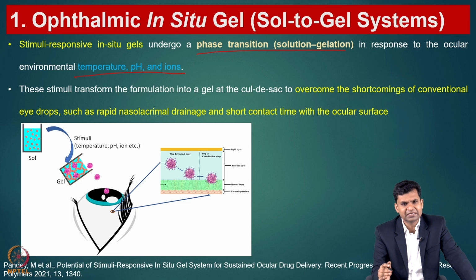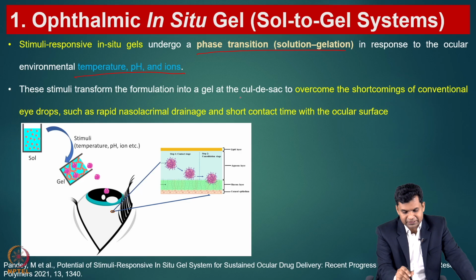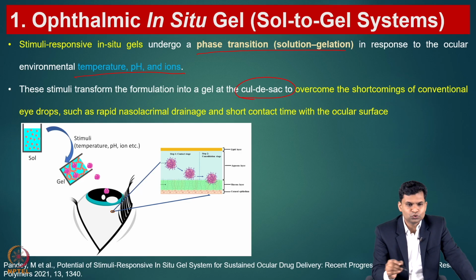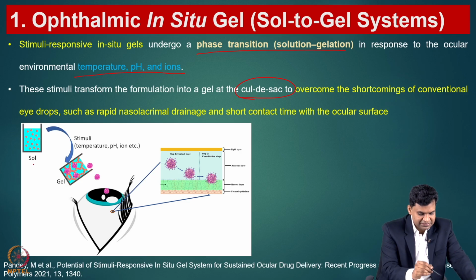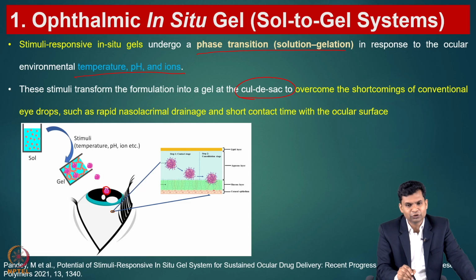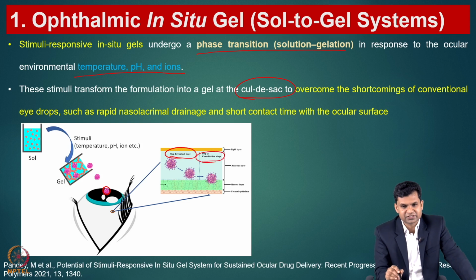So, these stimuli transform the solution into the gel at the site of the eye, that is the cul de sac. You can see here the solution is converting to gel after administration. Here you can see these have high residence time. Now, see that the particle is following the mucoadhesion system, because this can be divided into the contact stage as well as the consolidation stage. So, they have high chances of contact with the mucin on the eye.